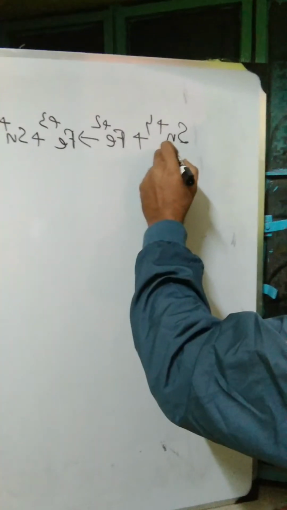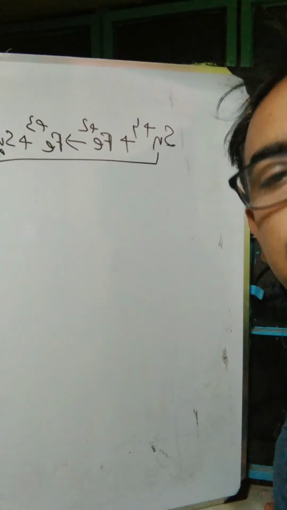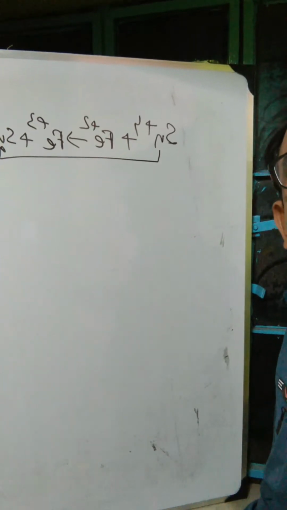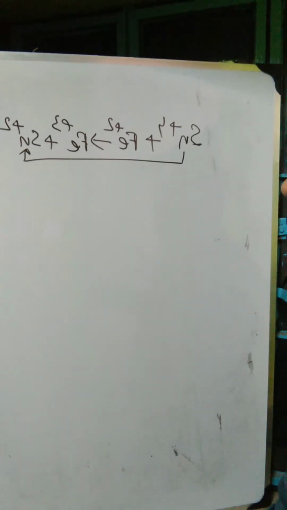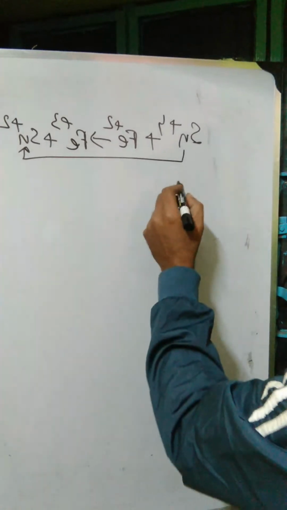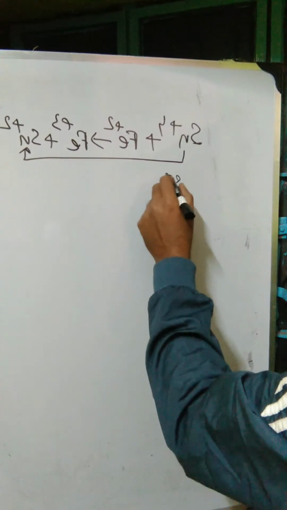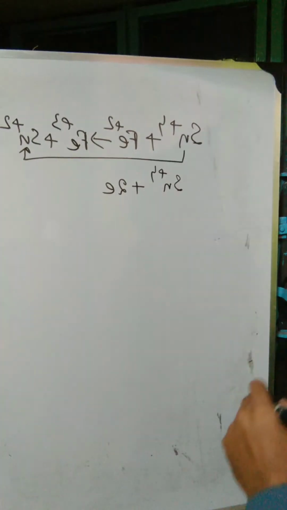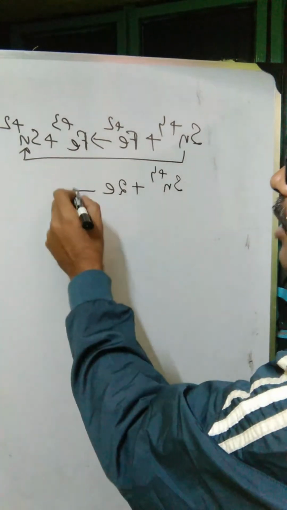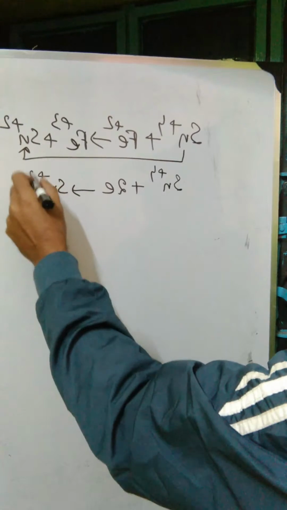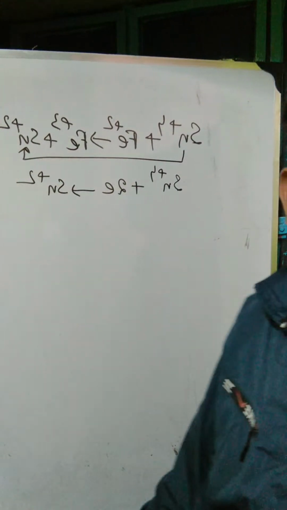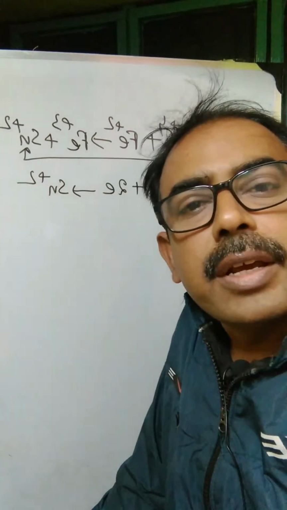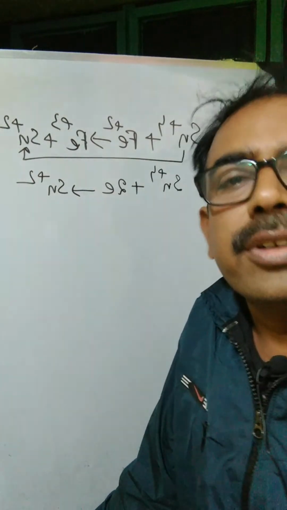Here Sn goes from +4 to +2 state. The oxidation number decreases. Oxidation number decreases means the process is reduction, and from Sn+4 to Sn+2 it has to accept 2 electrons. So when Sn+4 accepts 2 electrons, Sn+2 ion is formed. The process is called reduction. When the oxidation number increases, it is oxidation, and when the oxidation number decreases, it is reduction.